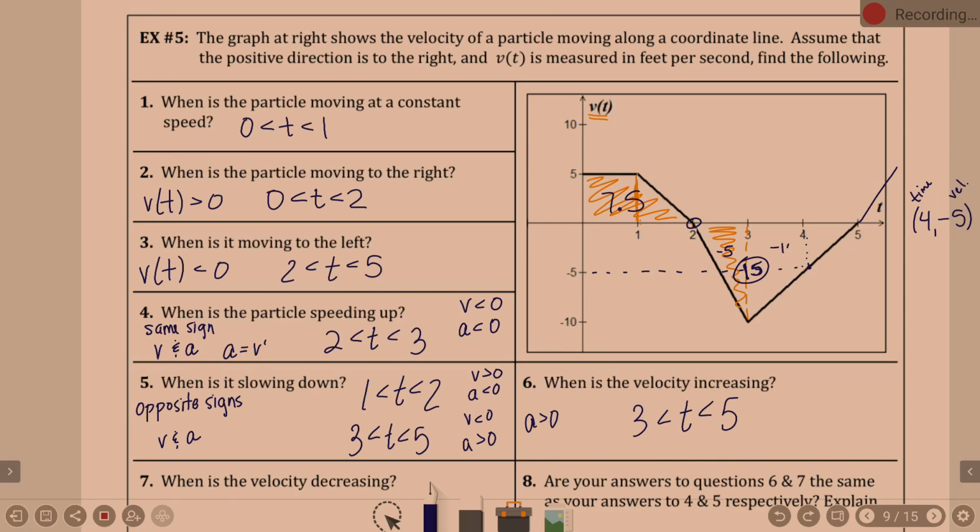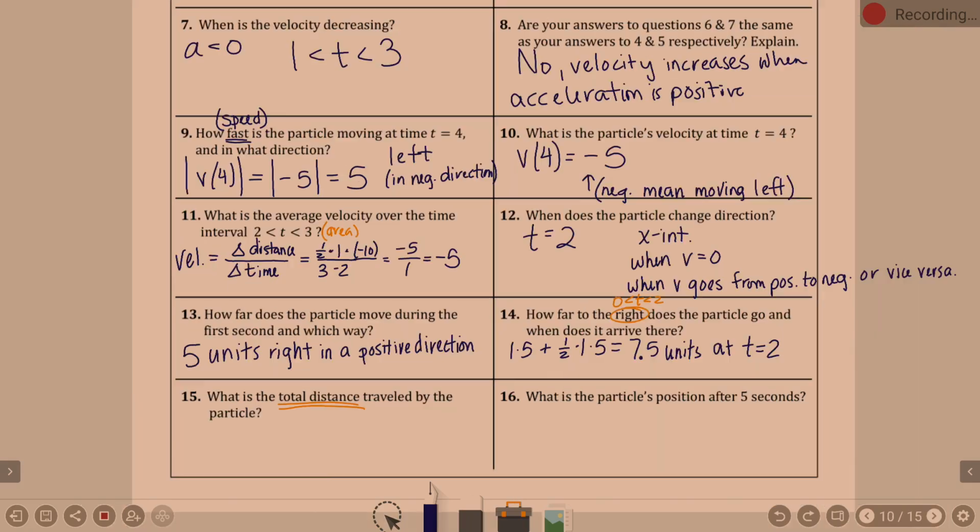Okay. And again, I'm just putting negatives because officially they're negatives, but that's the area of that whole section. So, total distance. When the velocity was positive, we moved 7.5 to the right. When the velocity was negative, we moved 15 to the left. But total distance means I just want how far did I go right plus how far did I go left. And that puts me at 22.5. Okay?